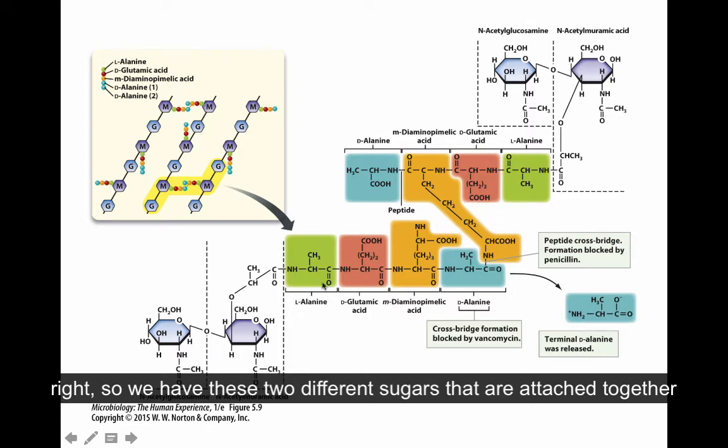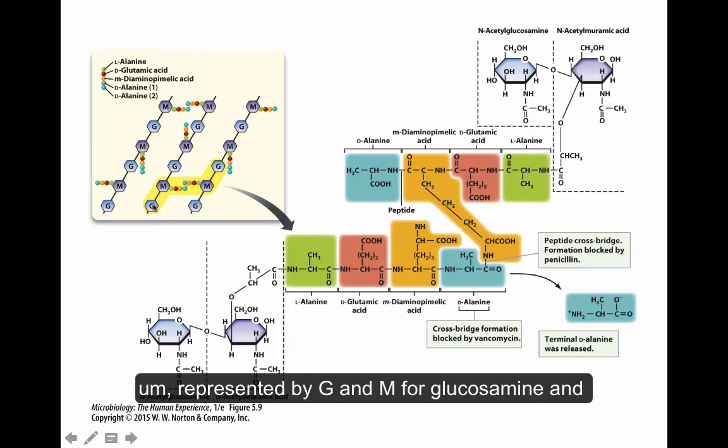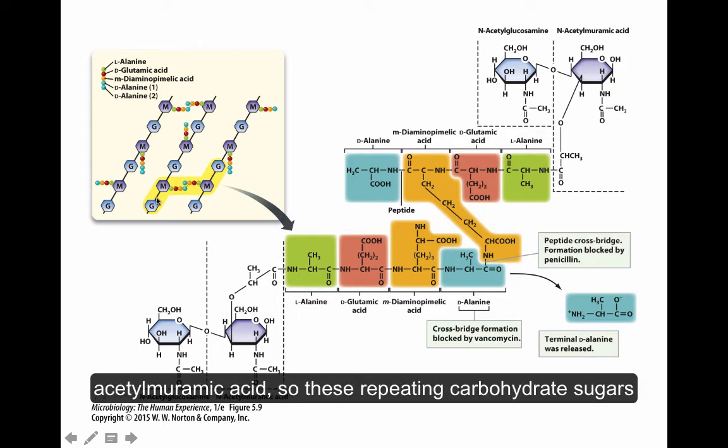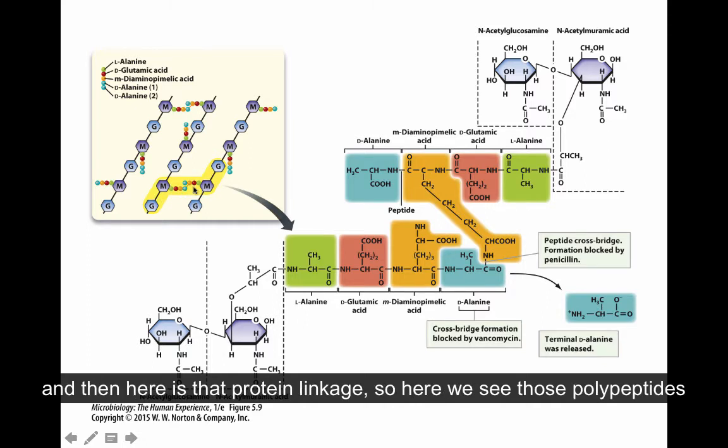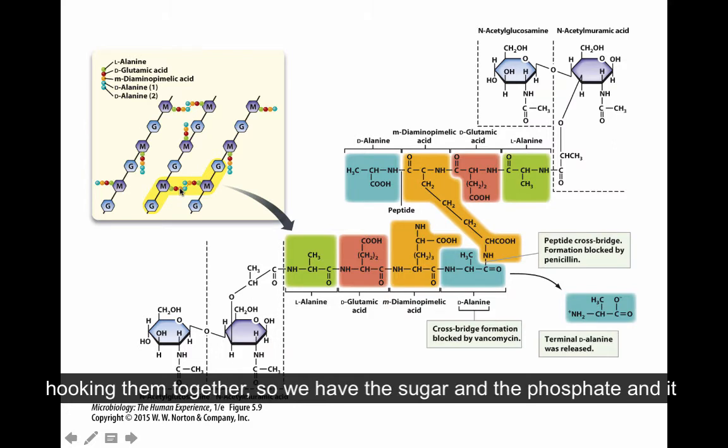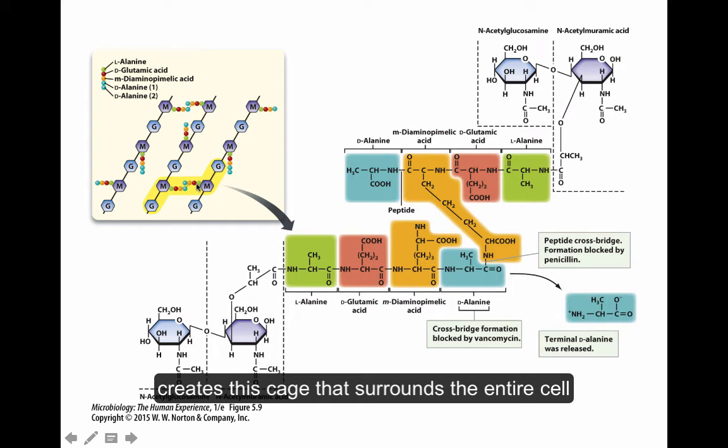Right? So we have these two different sugars that are attached together, represented by G and M for acetylglucosamine and acetylmuramic acid. So these repeating carbohydrate sugars. And then here's that protein linkage, right? So here we see those polypeptides hooking them together. So we have the sugar and the phosphate, and it creates this sort of cage that surrounds the entire cell.